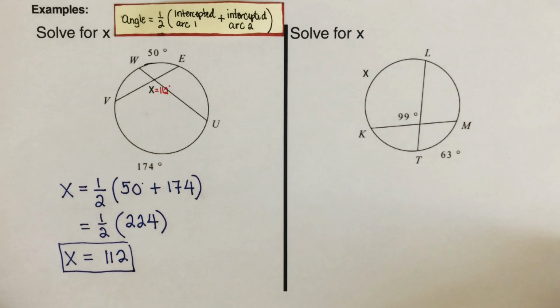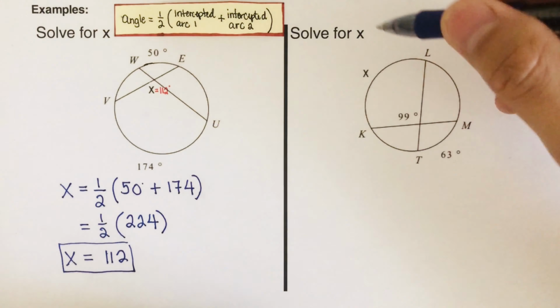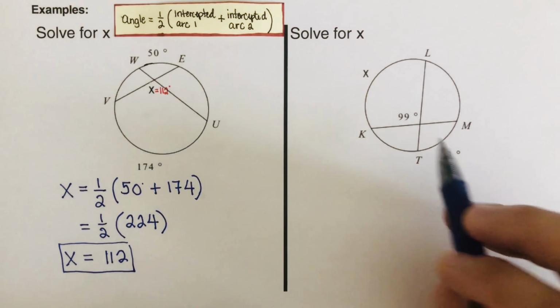Okay, so we go over the problem here. It's pretty much the same thing. We have the formula over there. So we start with solving for the x. This is the x right here. So we start with the angles.